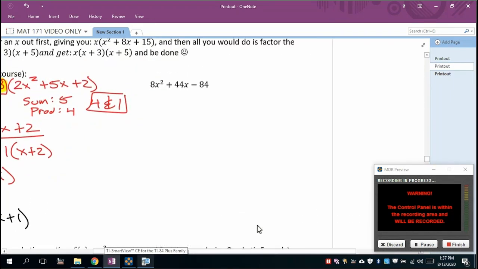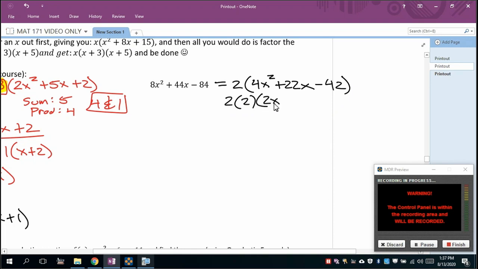Now, for this next one, I know I could factor a 2 out. And if I did that, I would have 2 times 4x squared plus 22x minus 42. So those are all even, so I can take another 2 out, which gives us 2x squared plus 11x minus 21, or 4 times 2x squared plus 11x minus 21. What we can do with that, we're going to bring the 4 back a little later.